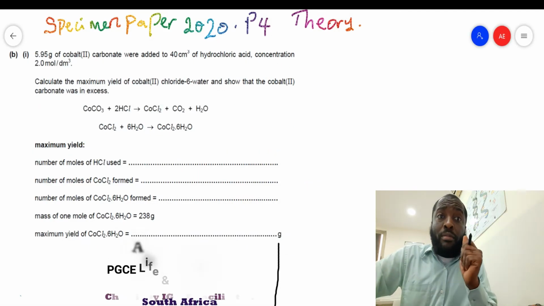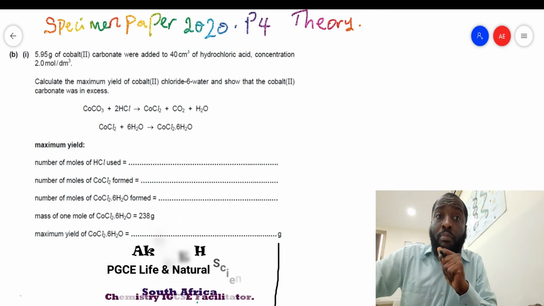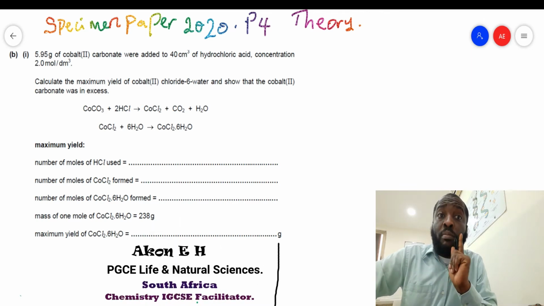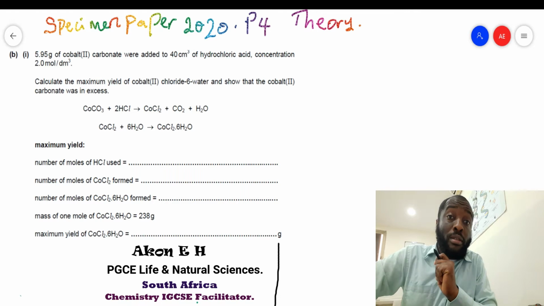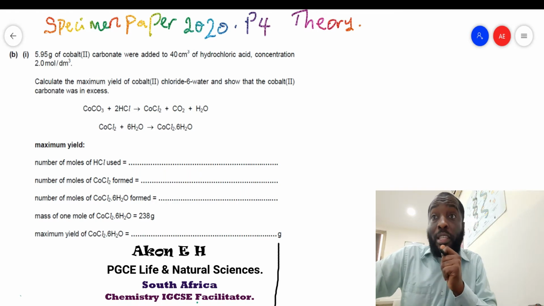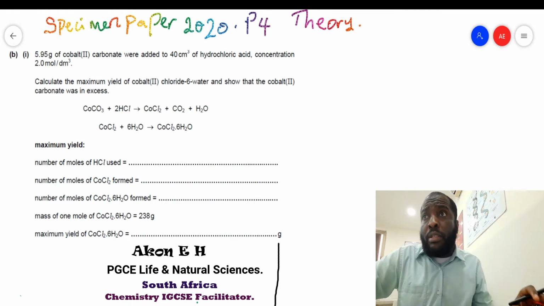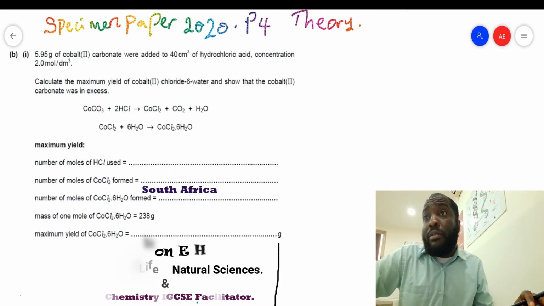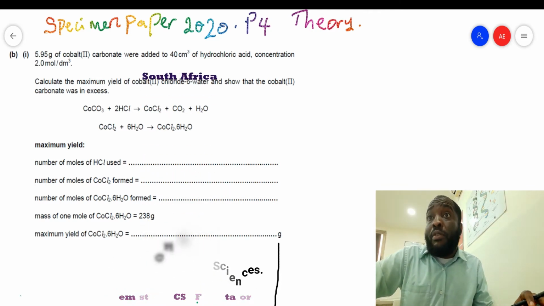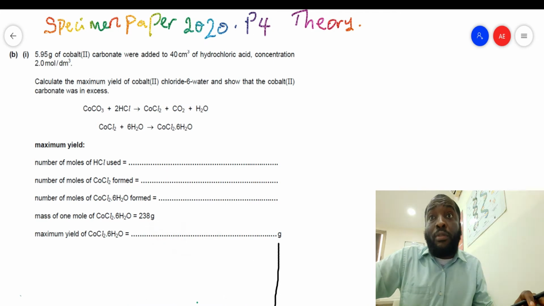Alright, learners, before us we have a mole concept problem from your specimen paper 4 2020, question 6. The question reads: 5.95 grams of cobalt carbonate were added to 40 cm³ of hydrochloric acid of concentration 2 moles per dm³. We are to calculate the maximum yield of cobalt chloride hexahydrate.